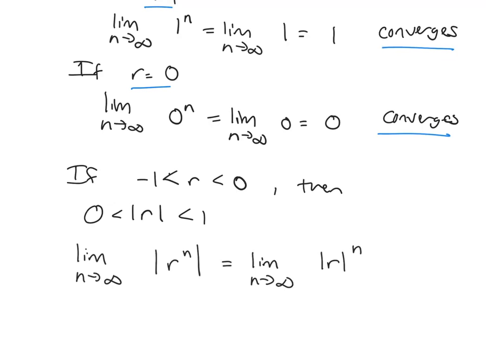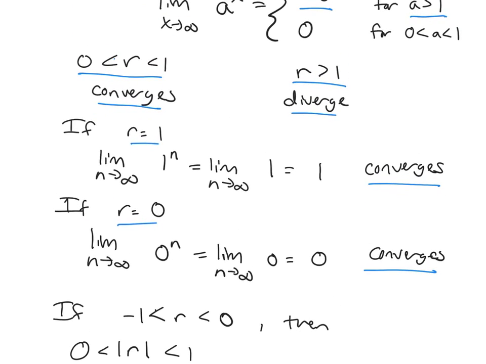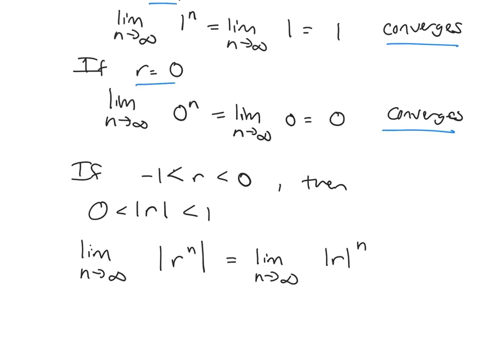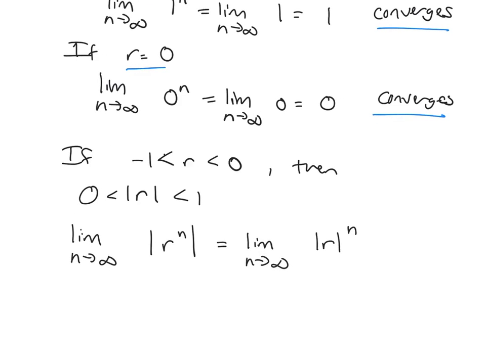So now what you've done, r is negative, right? So when I take the absolute value, this is positive. And you said that the absolute value of r is between 0 and 1. This is just another exponential function. My base is between 0 and 1, so look back up at our rules. If I'm between 0 and 1, the limit's 0. So that tells me, because I have this condition that the absolute value of r is between 0 and 1, this limit is 0.